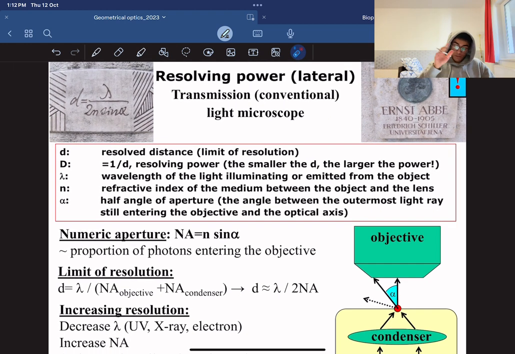Okay, now let's go to the formula. It goes like this: d is equal to lambda by 2n sine alpha. We learn all the values, what they mean, okay? Now, n sine alpha is nothing but NA, numeric aperture. We just make it shorter so it's easier to understand the formula. Numeric aperture is the proportion of photons entering the objective. Basically, the number of effective photons which are entering the objective.